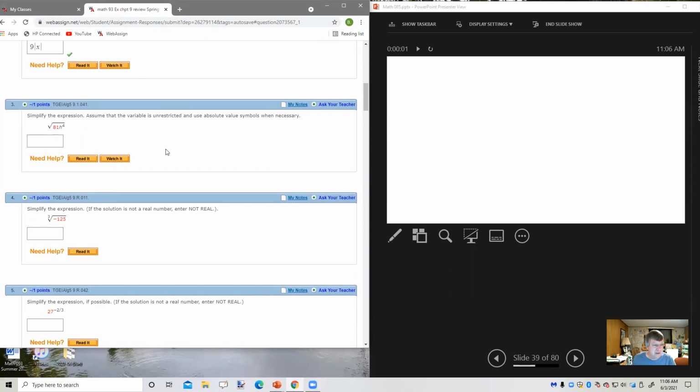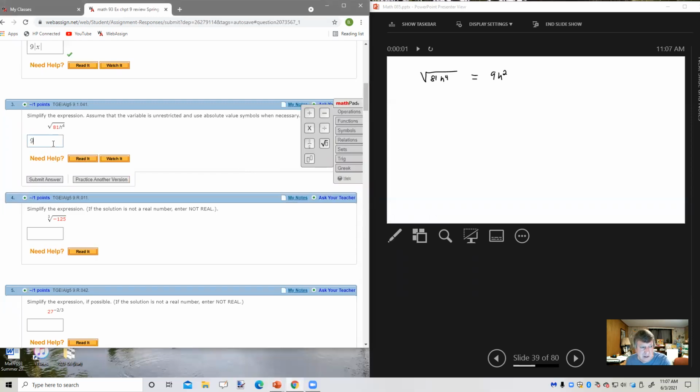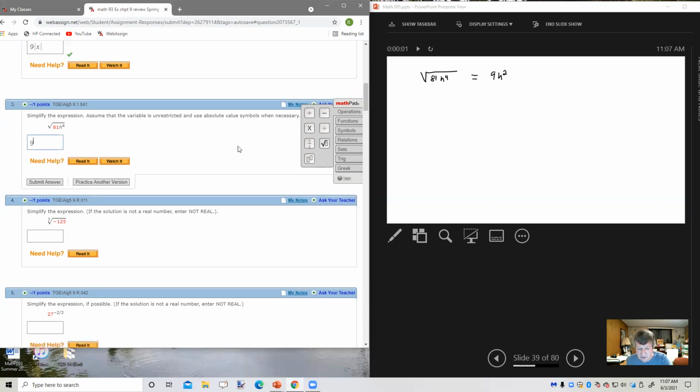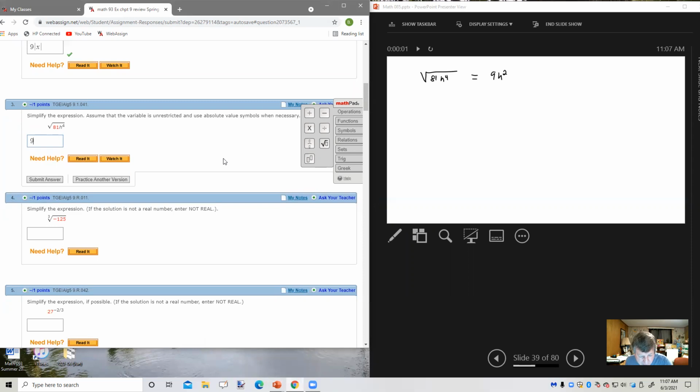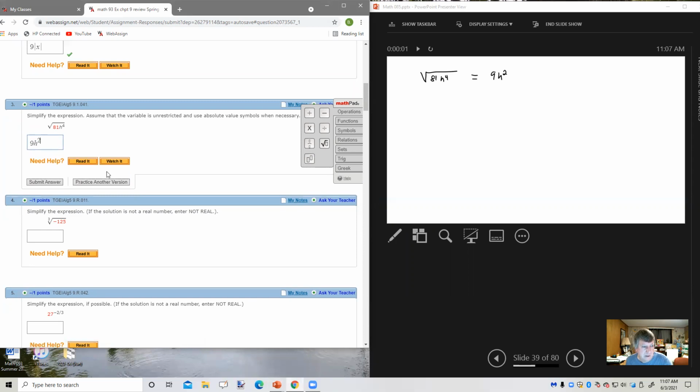Simplify the expression. Assume that the variable is unrestricted and use absolute value bars when necessary. Square root of 81 is 9. The square root of h to the fourth is h squared. But h squared couldn't be negative, so I don't need any absolute value bars. So this would be 9, and then h squared. Again, make sure you use the same h, a lowercase h.